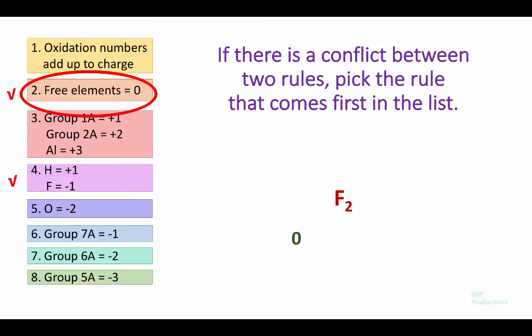And this actually makes sense because our very first rule tells us that the oxidation numbers of the atoms within a molecule have to add up to the charge on the molecule. If fluorine had a -1 charge, and you had 2 of them, the charge on this molecule would have to be -2. But it's not, it's 0. Okay, here's another one.